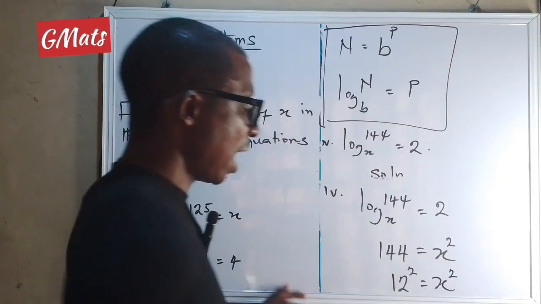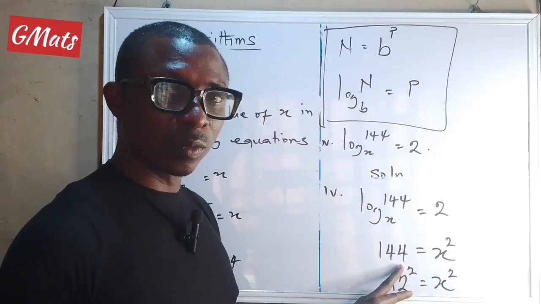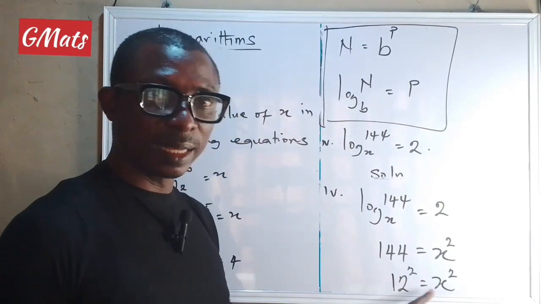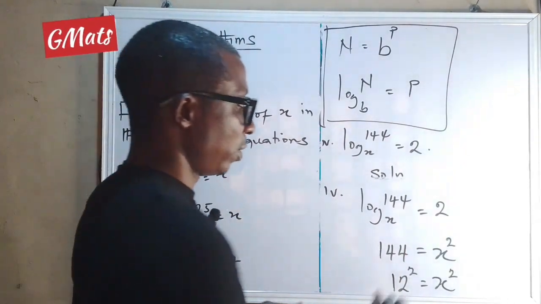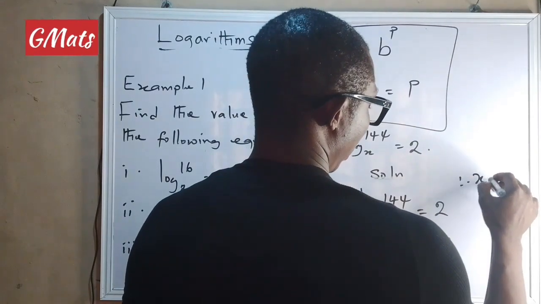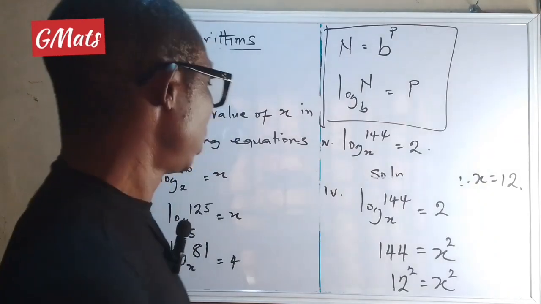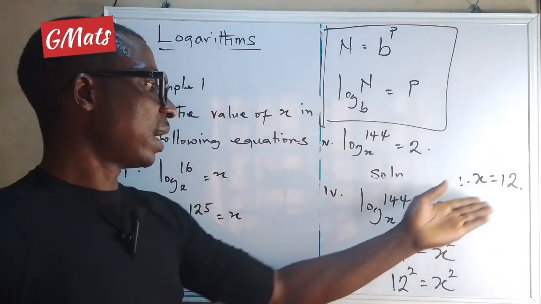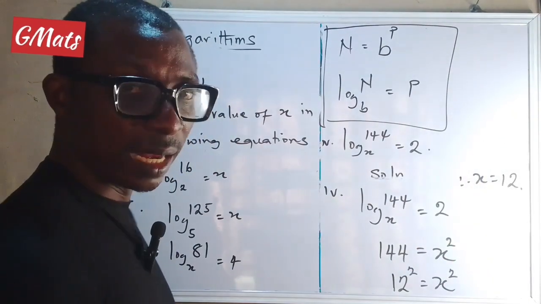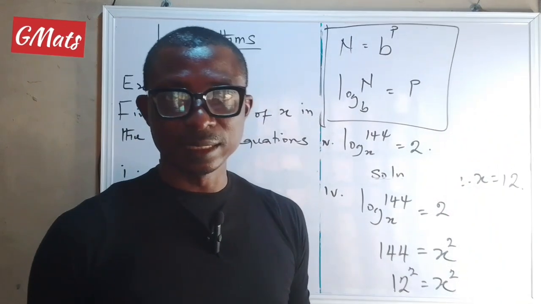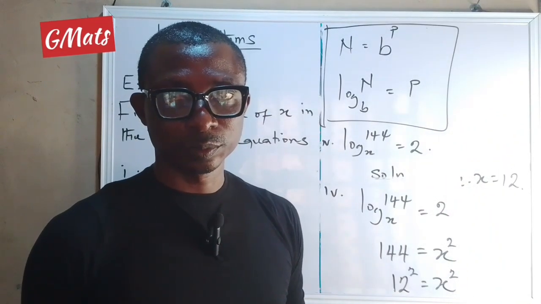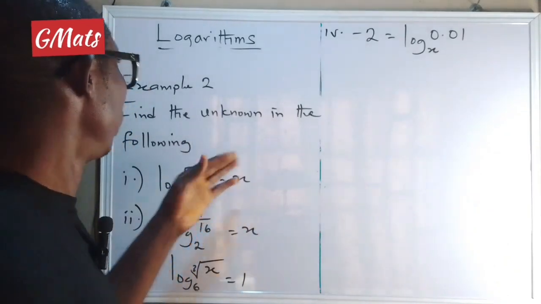of 2 equals x raised to the power of 2. As you can see, the powers are equal. Then you can go ahead and equate the bases. So we have therefore x equals 12. Alright, so this is the answer to the last one. Now let us look at the next example, example 2. Now this is the second example.